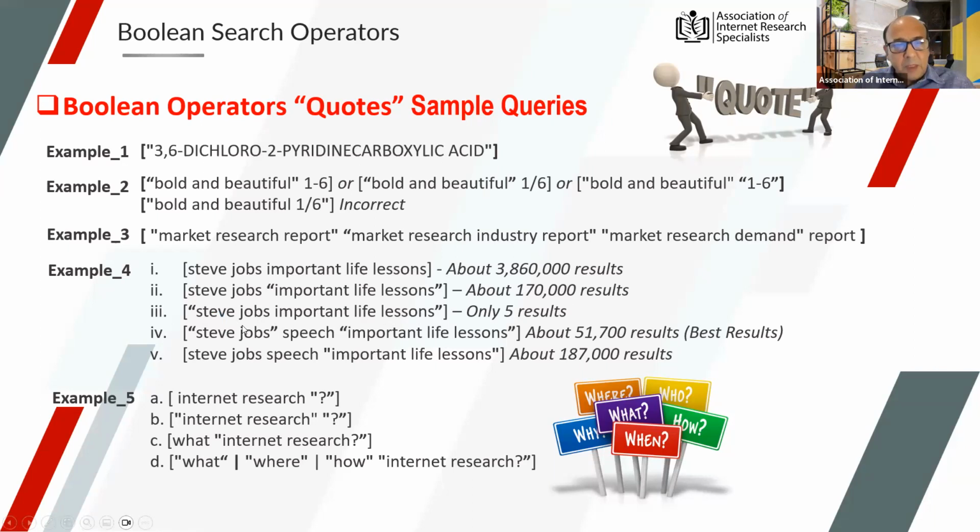Okay. Then compare this number 3 with number 4, where we put the word Steve Jobs in quotation, important life lessons also in quotation, and then we added a word speech as a context. Okay. And we got 51,700 results. Compare 4 to 5, we got 187,000 results because we used the wording Steve Jobs' speech as 3 different words.